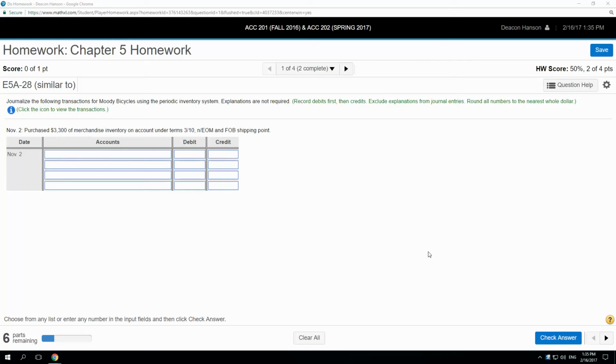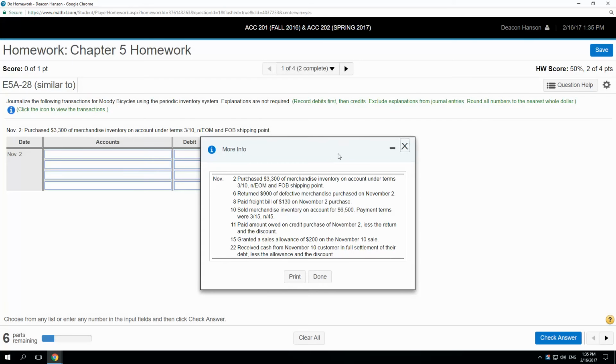Okay, so what we need to point out is when you're doing these problems, make sure you know whether you're periodic or perpetual. And right here it's saying periodic. So that's key. We're going to have a different set of accounts. Okay? So it says journalize the following transactions for Moody Bicycles using the periodic inventory system. Explanations are not required. That means you don't have to put that little memo in there at the end.